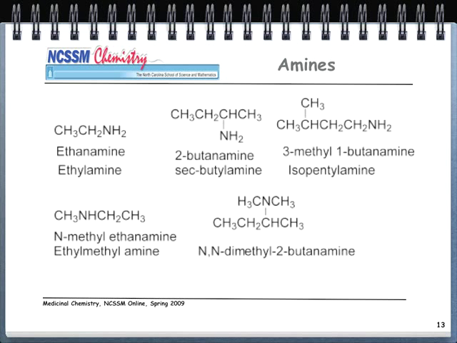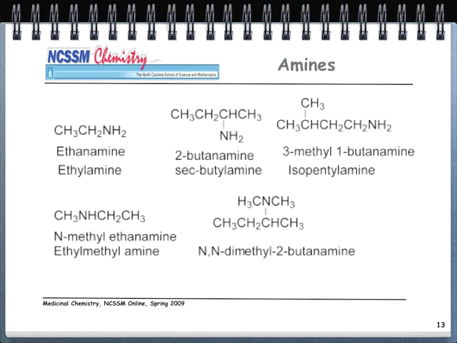Okay, next one over, top right, count my longest chain, 1, 2, 3, 4 carbons, and that's going to be a butane. Take the E off, add amine, and in this case the amine is attached to carbon number 1. If I count over from carbon number 1, 2, 3, the methyl group is on carbon number 3, and that'd be 3-methyl-1-butane amine, also known as isopentylamine.